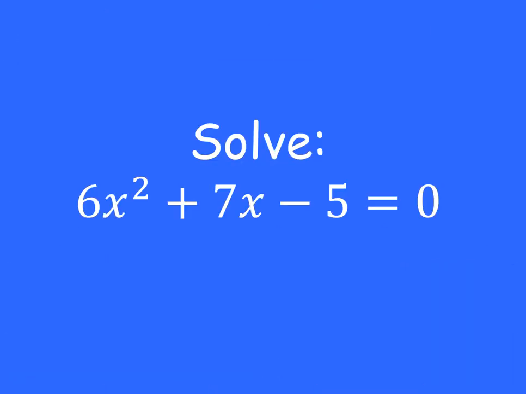Solve this: 6x squared plus 7x minus 5 equals 0. Pause the video now and check it out.